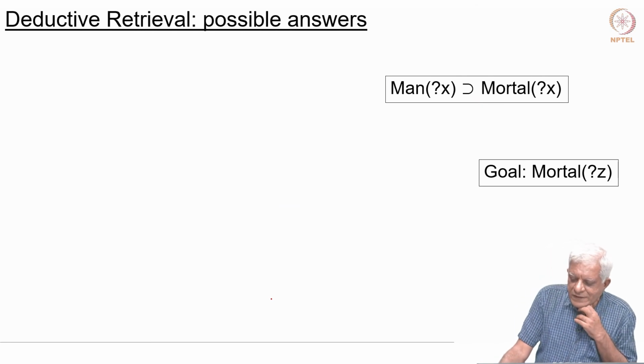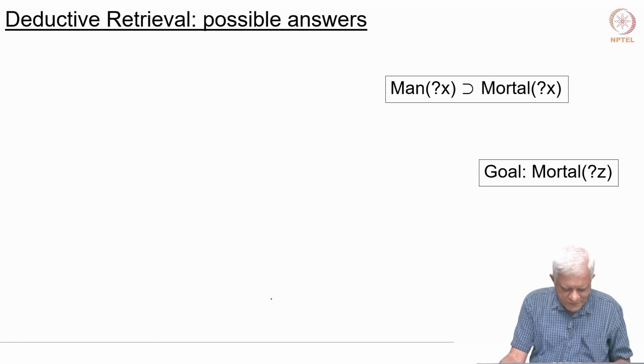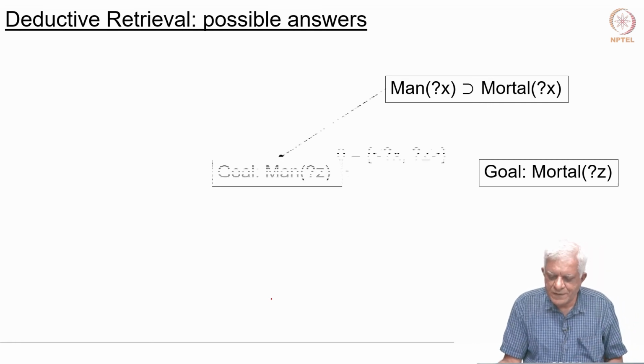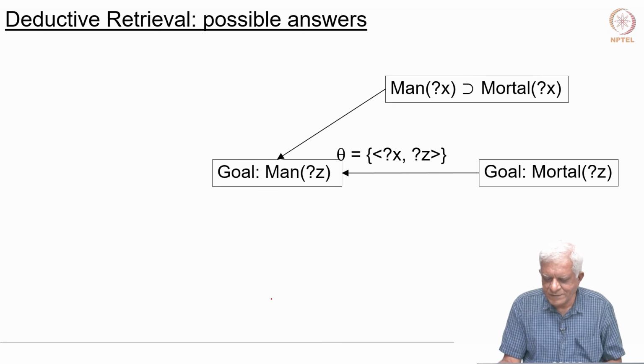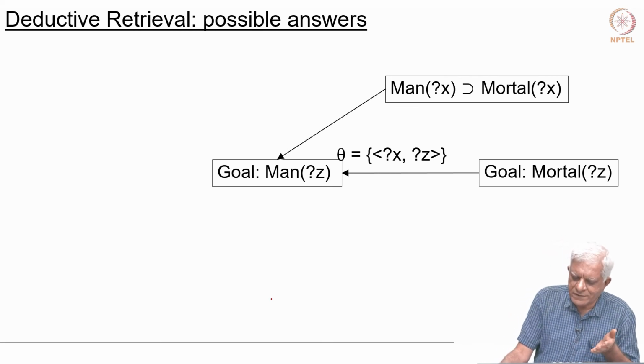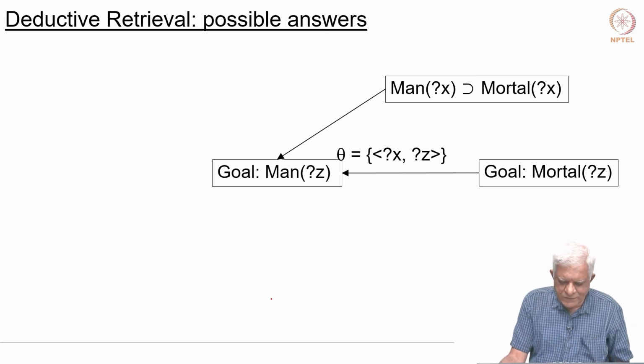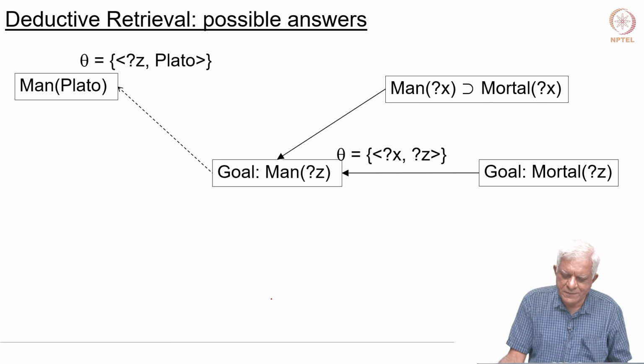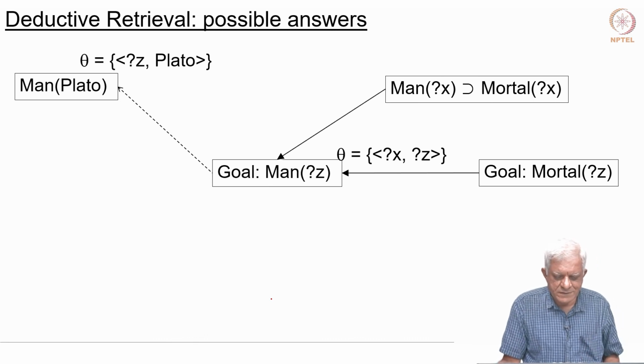So, our good old goal that we are talking about is, is there someone who is mortal? Remember that this is an existential goal, and of course, our rule is there that all men are mortal. So, we do backward chaining here. Substitute x with z, and we get a new goal, is there someone who is a man essentially. Then of course, this we will find in our knowledge base or database. Yes, Plato is a man. So, you can return that Plato is mortal.